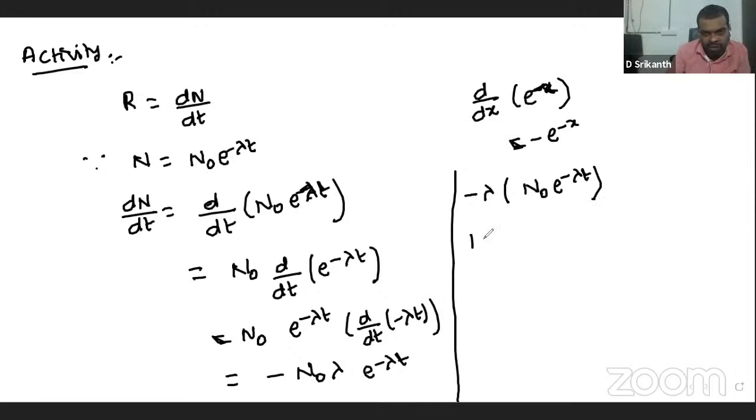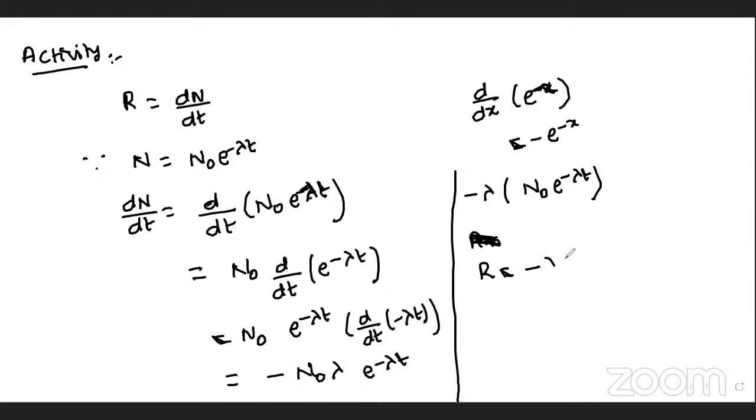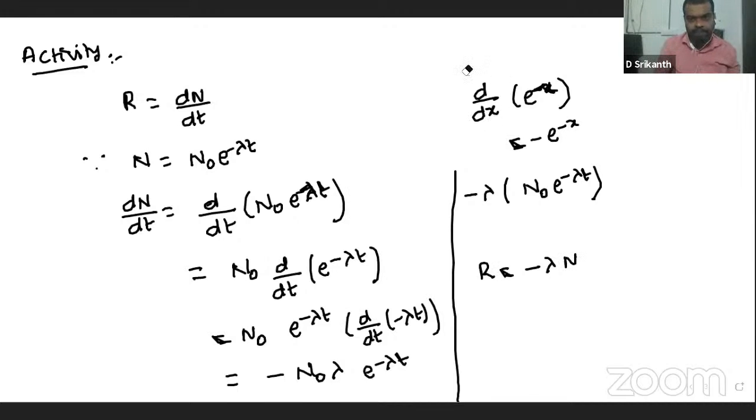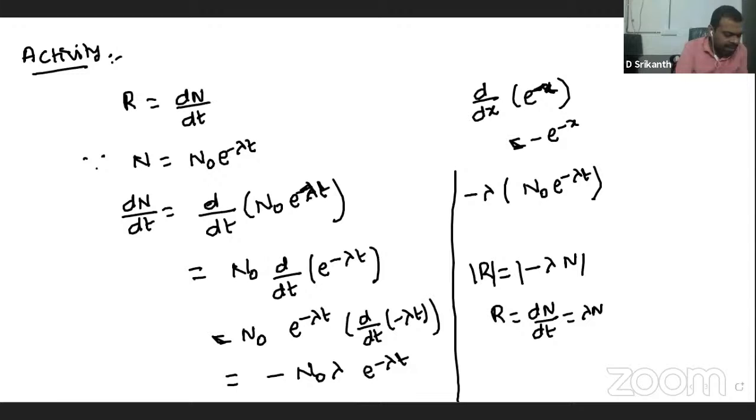So R is equal to minus lambda into N. Since the number of nuclei is decreasing, the rate of change is negative. Activity must be a scalar quantity, so we consider the modulus. Activity R is equal to the modulus of dN by dt, which we can write as lambda N.